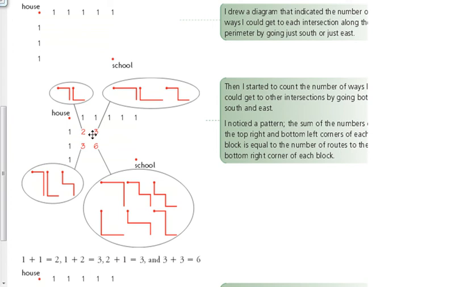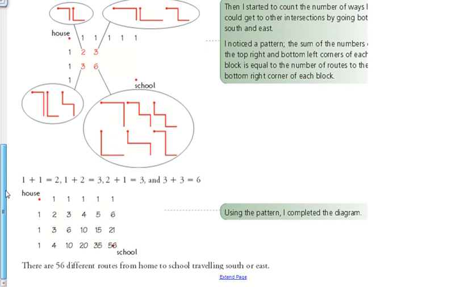And then she noticed a pattern. Well, 1 plus 1 is 2. 1 plus 2 is 3. 3 plus 3 is 6. And then she filled out the rest of her square with the pattern, using inductive reasoning. 1 plus 1 is 2. 1 plus 2 is 3. 1 plus 3 is 4. And she continued this pattern and filled out, and she ended up with 56 different routes from home to school, traveling south or east.